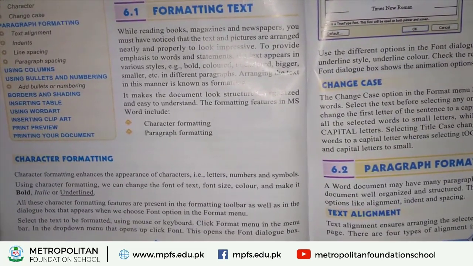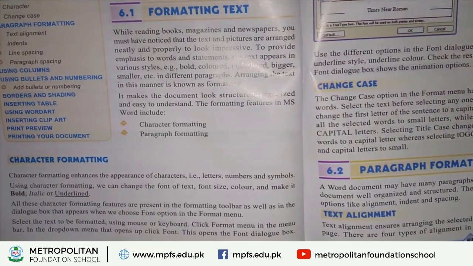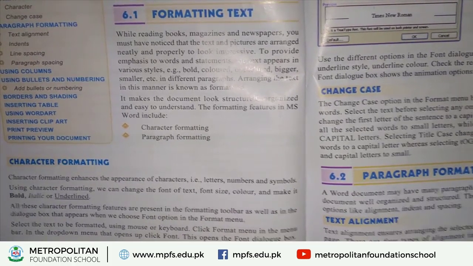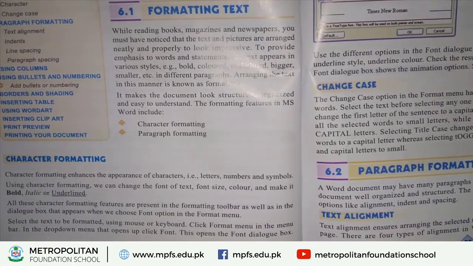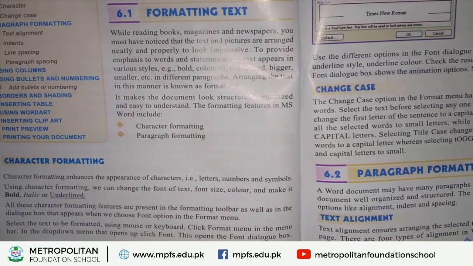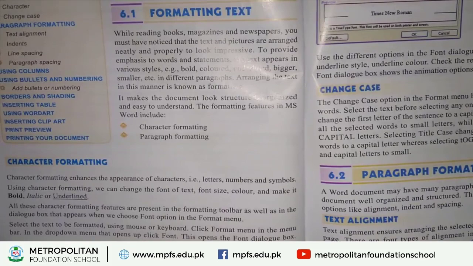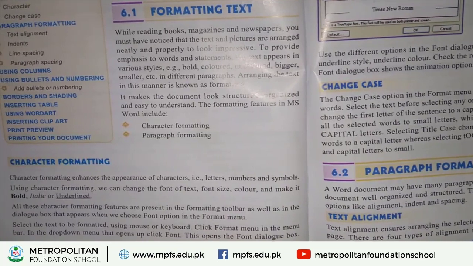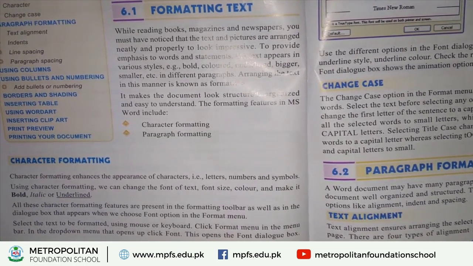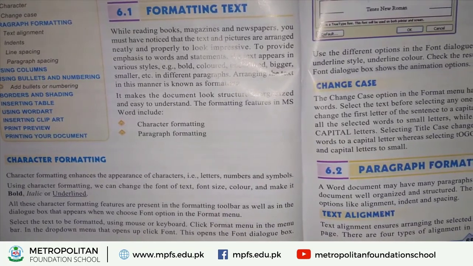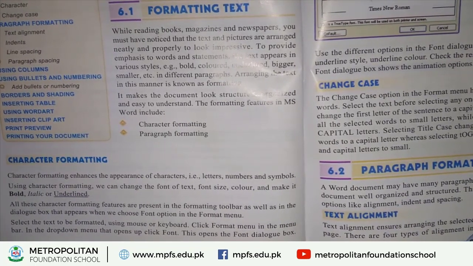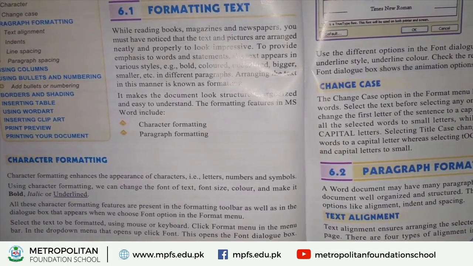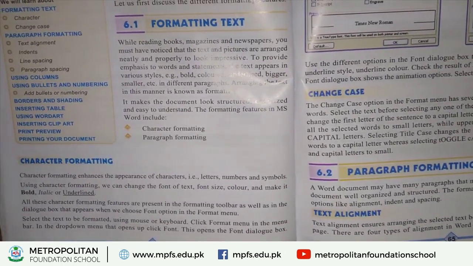Character formatting enhances the appearance of the characters: letters, numbers, symbols. Using character formatting, we can change the font of text, font size, color, and make it bold, italic or underline. You know very well what is bold, what is italic, what is underline. All these character formatting features are present in the formatting toolbar, as well as in the dialog box that appears when we choose the font option in the format menu.